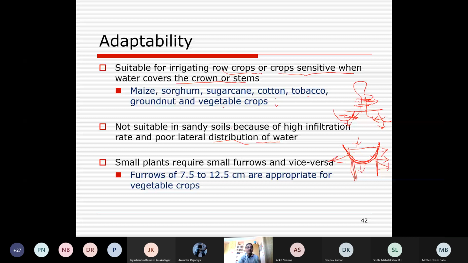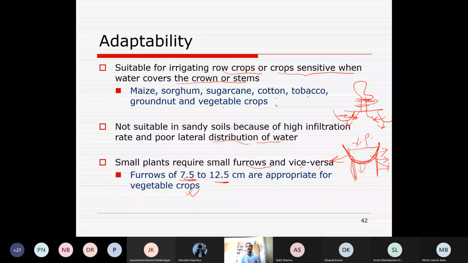Small plants require small furrows. Bigger plants certainly require bigger furrows to apply water, to get water in sufficient amount. So furrows of 7.5 centimeter to 12.5 centimeter are appropriate for basically vegetable crops, and we need to design size according to the requirement of the crop. What is the size? It's on the top and its depth, how much deep it should be, so that it can carry a certain amount of water in the field.